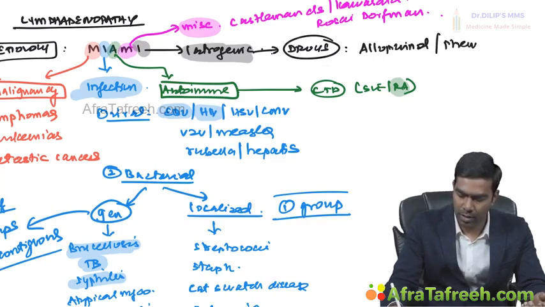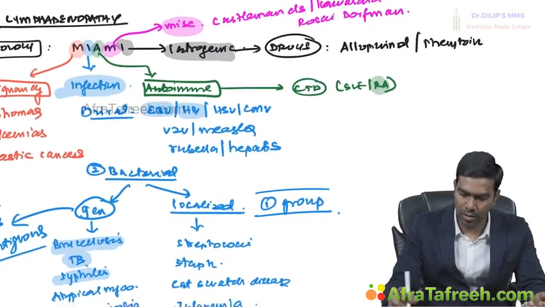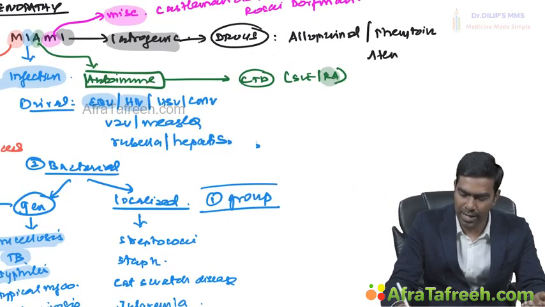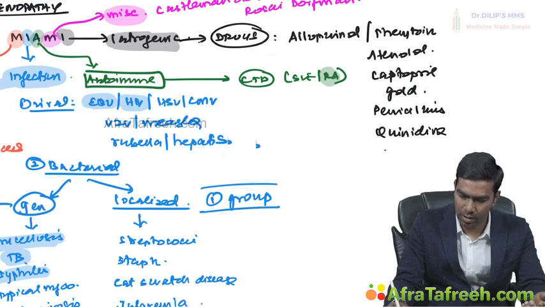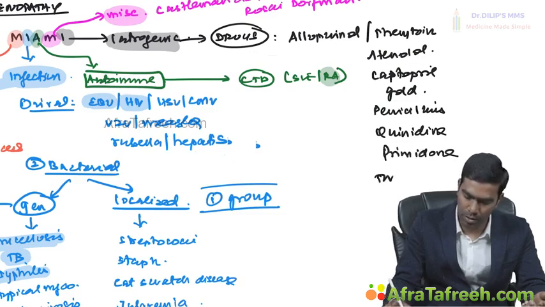Then you have phenytoin. Then you can develop with atenolol. Then you can see with certain drugs like captopril, gold, penicillins, quinidine, primidone, cotrimoxazole, trimethoprim-sulfamethoxazole combination, and carbamazepine.